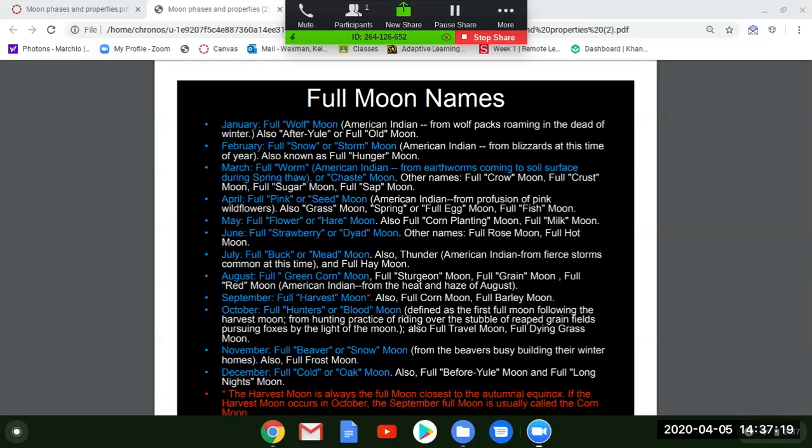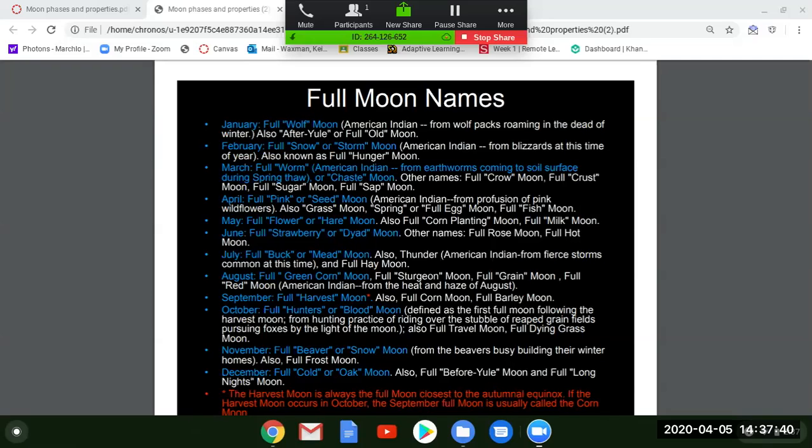Every month there's going to be a full moon, except for possibly February. There may not be a full moon in February because our February only has 28 or 29 days. And remember, to have a full moon, you need a period of at least 29 and a half days. So if you have a month that's longer than 29 and a half days, you're going to have a full moon sometime in that month.